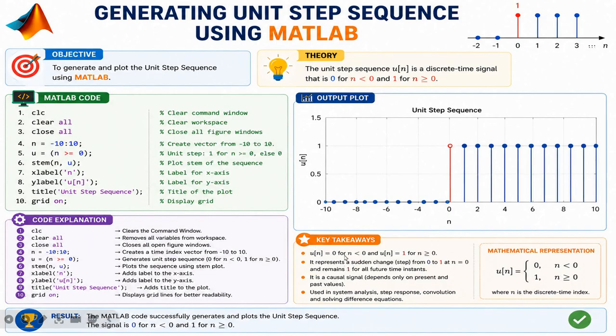Now the key takeaways, where you have the important concept of the unit step sequence. It emphasizes that u[n] is equal to 0 for n less than 0 and u[n] is equal to 1 for n greater than or equal to 0, and the signal represents a sudden change from 0 to 1, making it suitable for modeling systems that start operating at a specific instant. It is also called a causal signal, meaning its output depends only on the present and past values, not on future values.